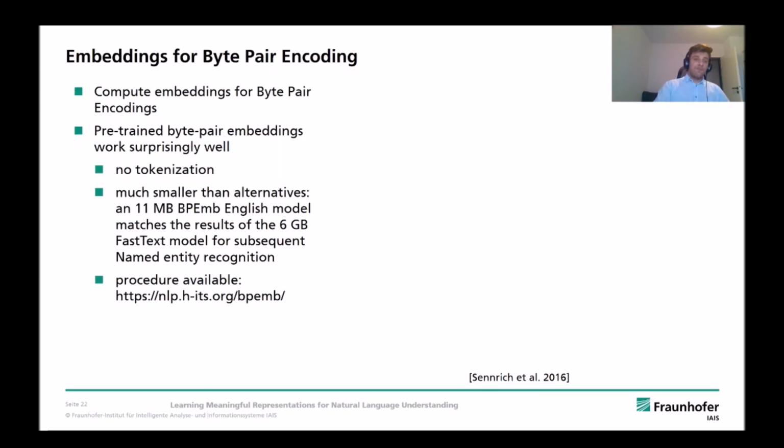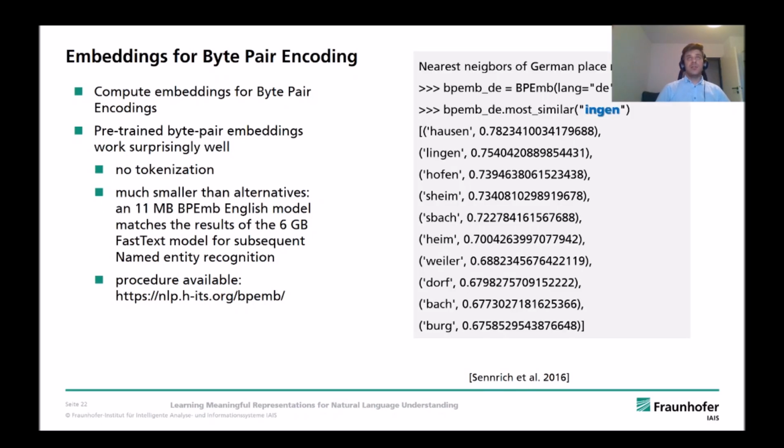Now we can easily compute embeddings for byte pair encoding. For example, we use the tokenization, which we have to do through the byte pair encodings, and then train a Word2Vec model, or a very similar model called GloVe. And these pre-trained byte pair embeddings work surprisingly well, although they are composed of such a strange vocabulary.